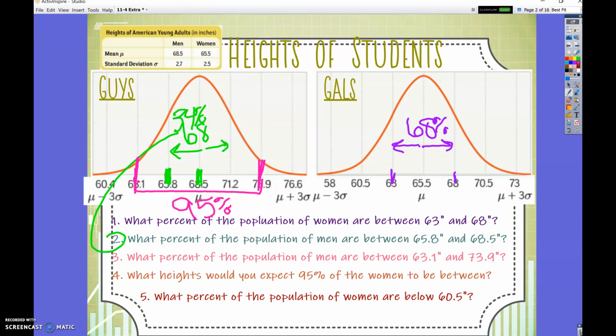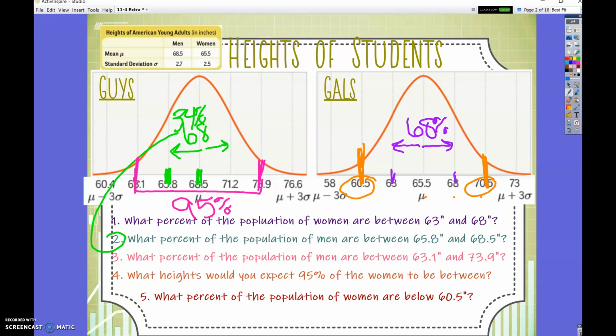We wanted to know what heights the women might be if there's 95% of them included. Remember, 95 goes with that second standard deviation. So we're going to go out 2 standard deviations to the right and the left. And then we'd have 60.5 and 70.5 as our answers for the heights that the women would be between.